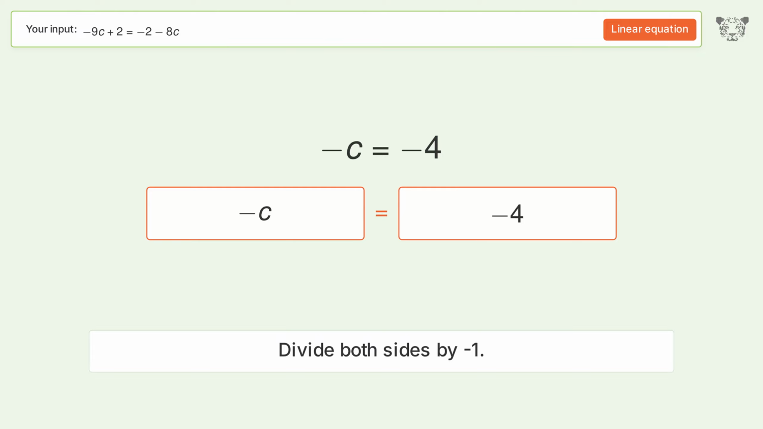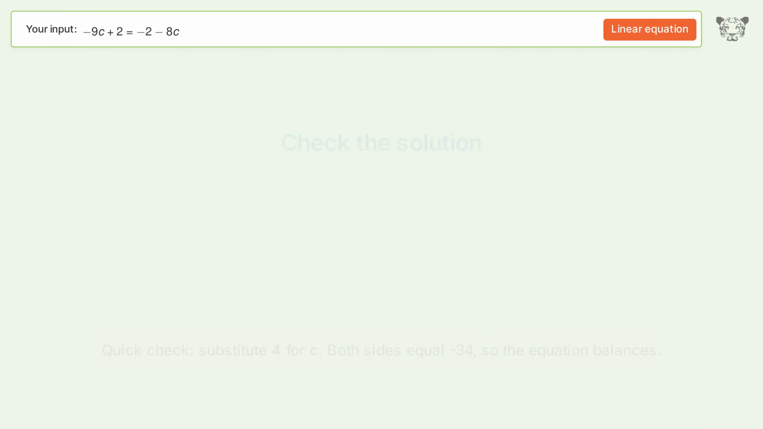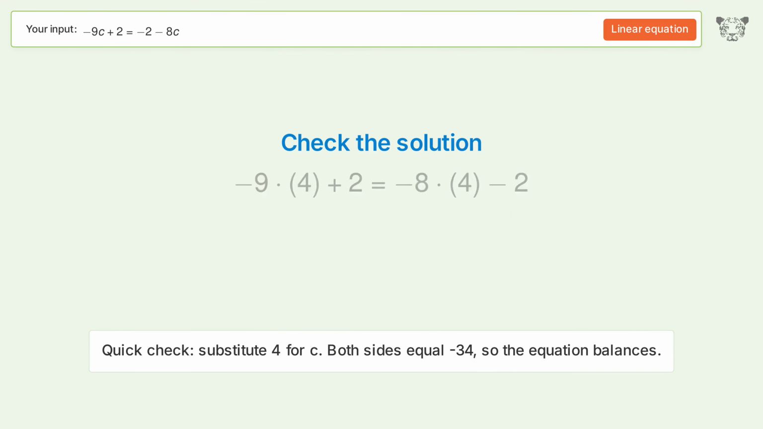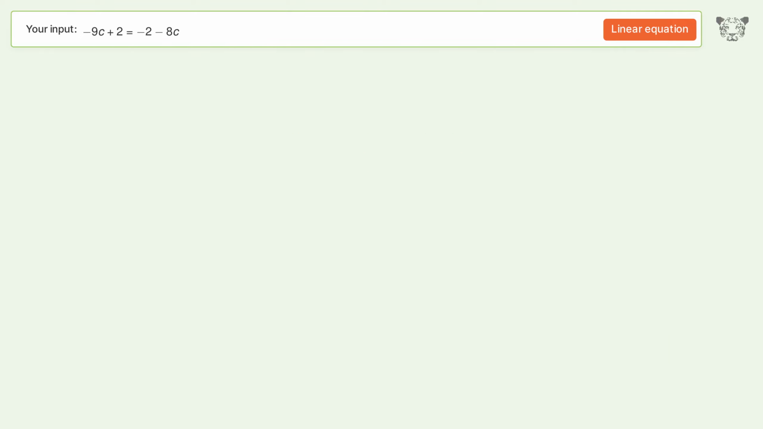The variable coefficient is negative 1. Divide both sides by negative 1 to leave the variable alone. Quick check. Substitute 4 for c. Both sides equal negative 34, so the equation balances. So, c equals 4.